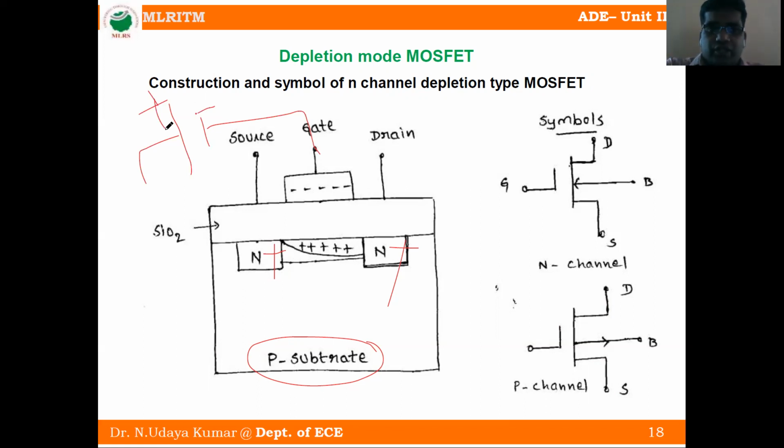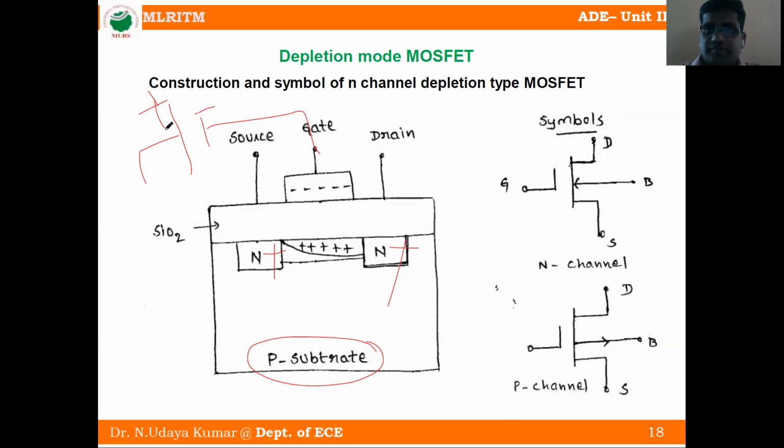So whenever a negative voltage is applied to the gate terminal, it means these negative electrons are induced into the positive holes in the p-type substrate. Okay, that is the operation of depletion mode.